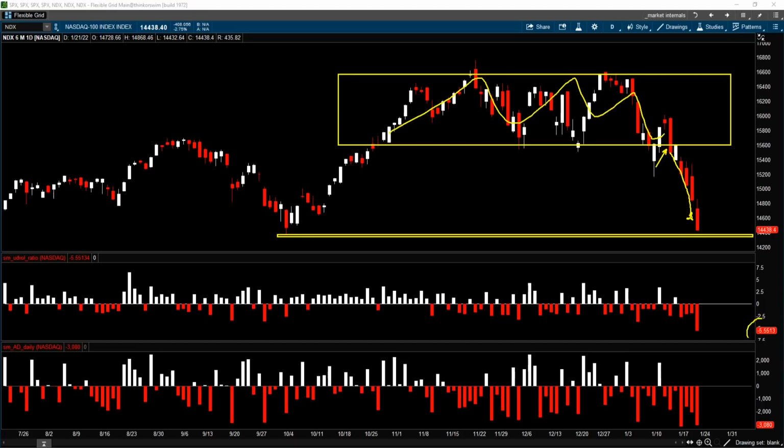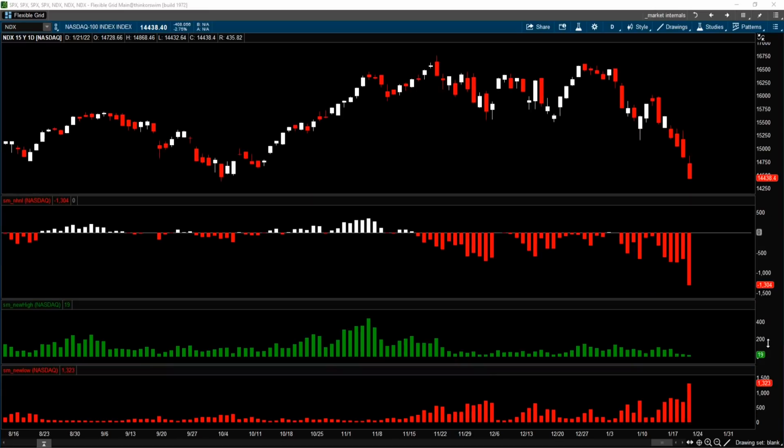And you can see last week on Friday, the up-down volume ratio was 5.5 to 1 in favor of the down volume. And on the advance decline, there were 3,080 more declining stocks than advancing stocks on Friday. And for the new highs and new lows in the Nasdaq market, notice that there were only 19 new 52-week highs versus 1,323 new 52-week lows. That is quite an explosion in the new 52-week lows.